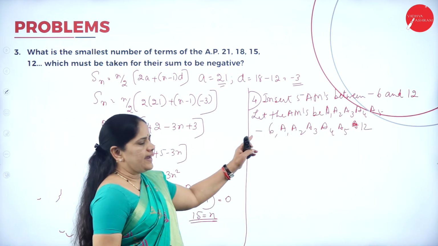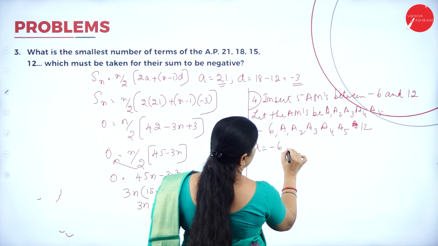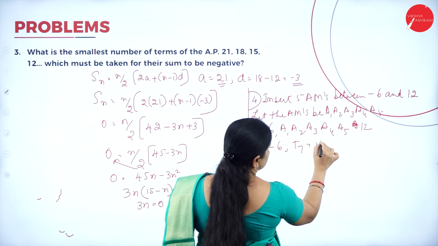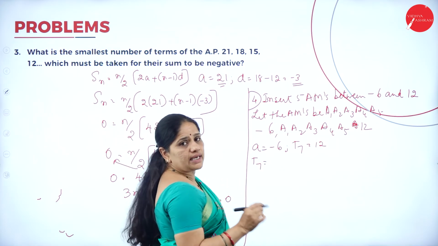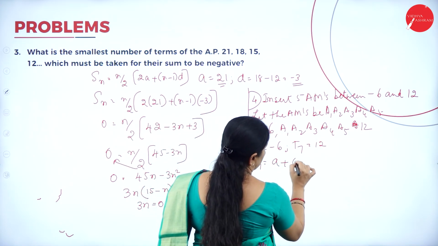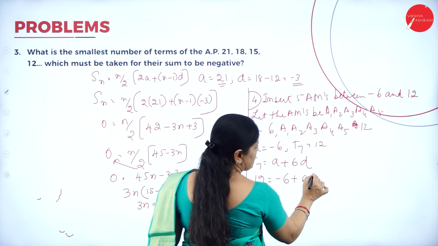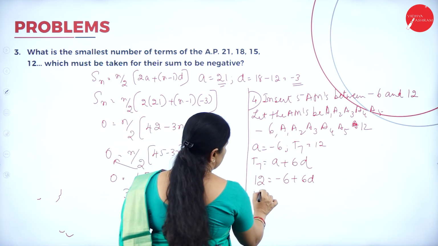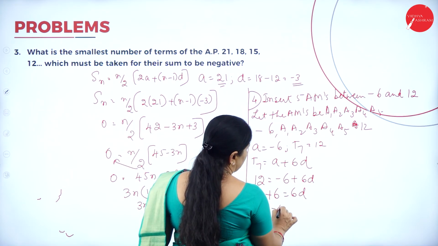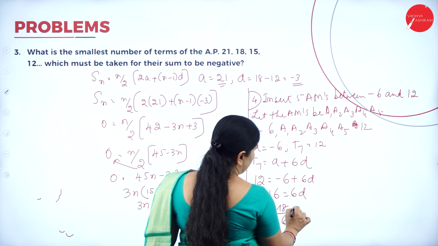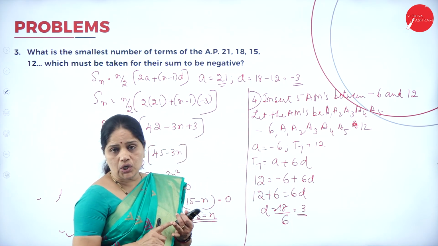Okay. Now we have this arithmetic progression here. Now I can identify A equals minus 6, T7 equals 12. Now I will write T7 equals A plus 6D. So 12 equals minus 6 plus 6D. Now 6, I bring it here. 12 plus 6 equals 6D. D equals 18 by 6, that is 3. So D equals 3. So we know A, we know D also.